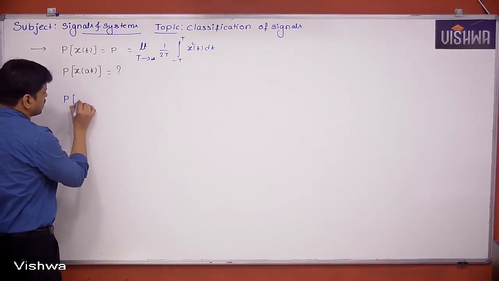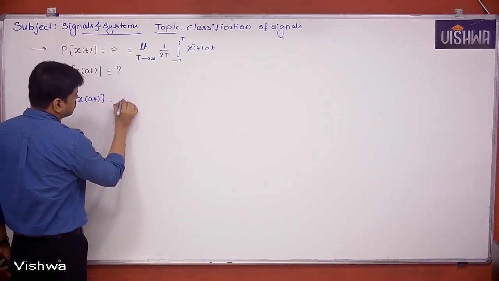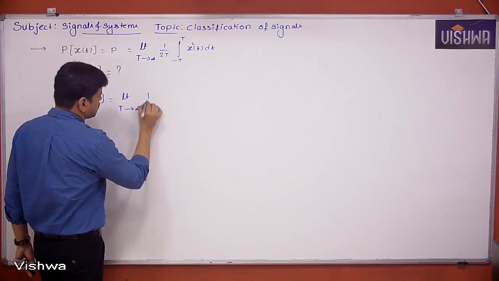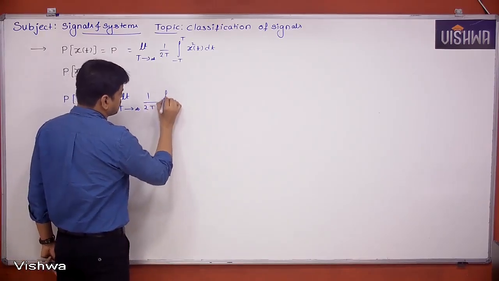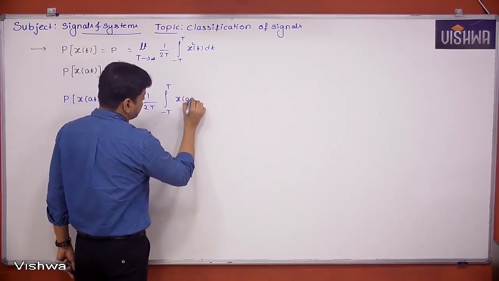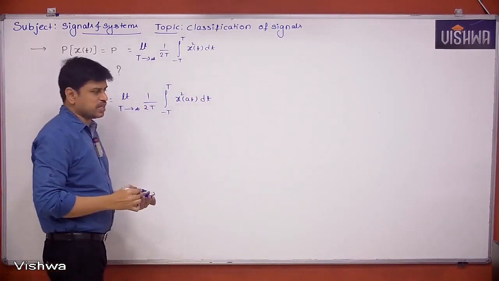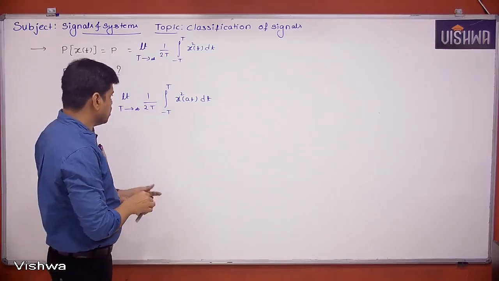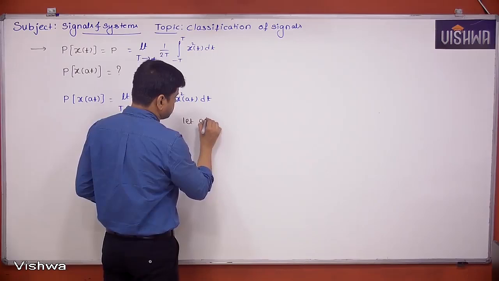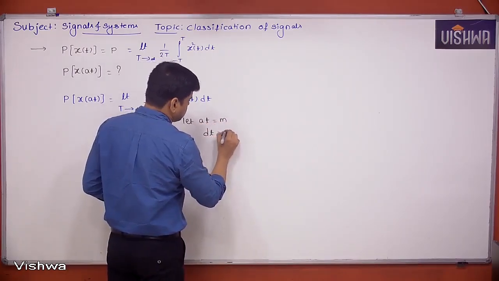Power of x of at is equal to limit T tends to infinity 1 by 2T integral from minus T to plus T of x of at square dt. Now let at is equal to m and dt is equal to dm by a.